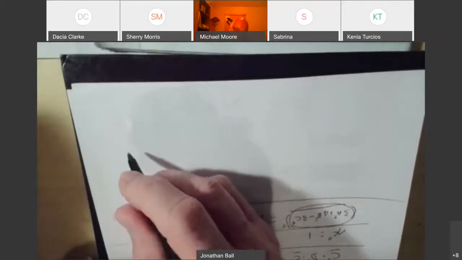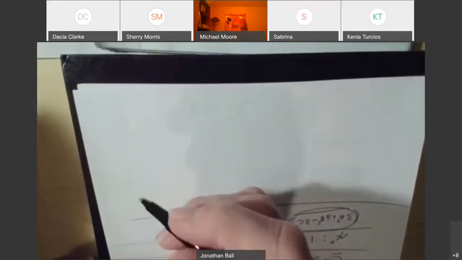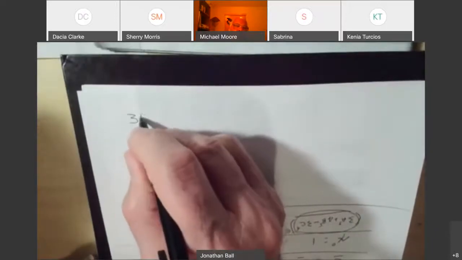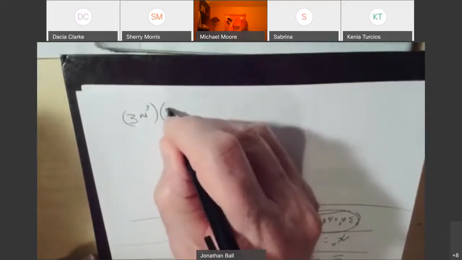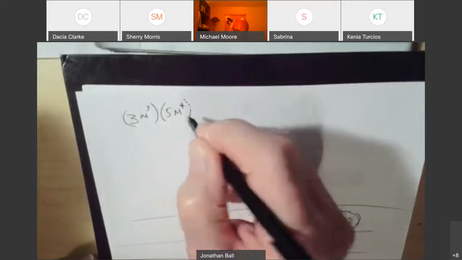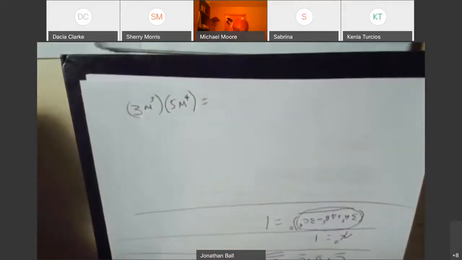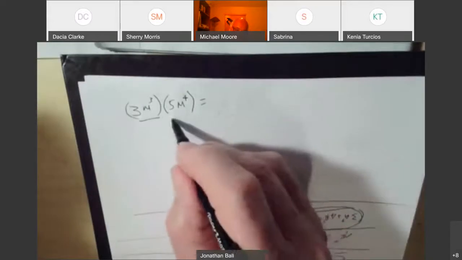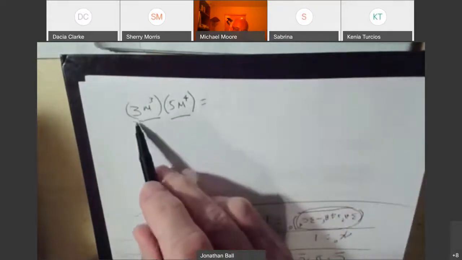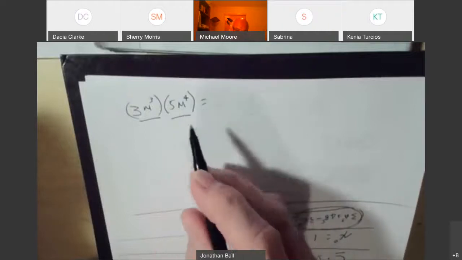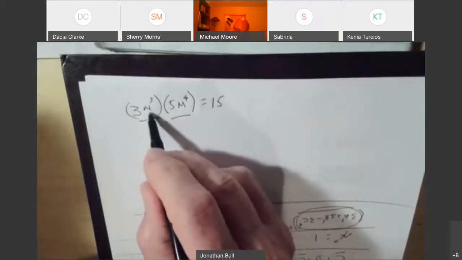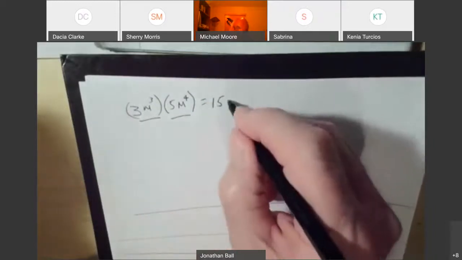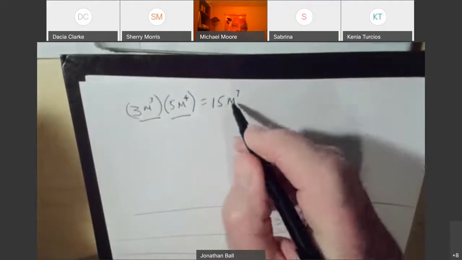Now, what if we have 3m cubed in parentheses times 5m to the 4th? So we're going to multiply this number times this number. Don't forget to multiply the 3 and the 5. 3 times 5 is 35. No, 15. I knew that. And we have m cubed times m to the 4th is m to the 7th.